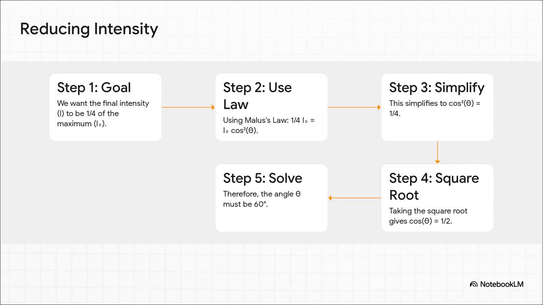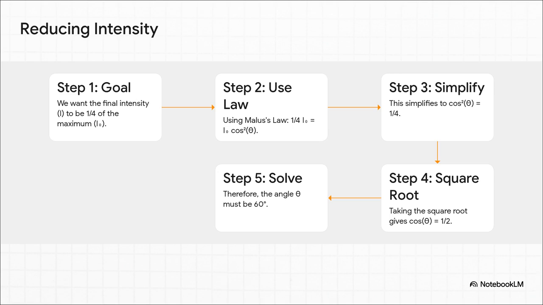And what's so cool about this law is how precise it is. Let's say we want to cut the light down to exactly 1/4 of its brightness. Okay, we just plug that into the formula. 1/4 of I naught equals I naught times cos squared theta. The I naughts cancel out, so cos squared theta equals 1/4. We take the square root of both sides, so cosine of theta is 1/2. And if you remember your trig, or just use a calculator, you'll find that the angle has to be exactly 60 degrees. How cool is that? We have total control.